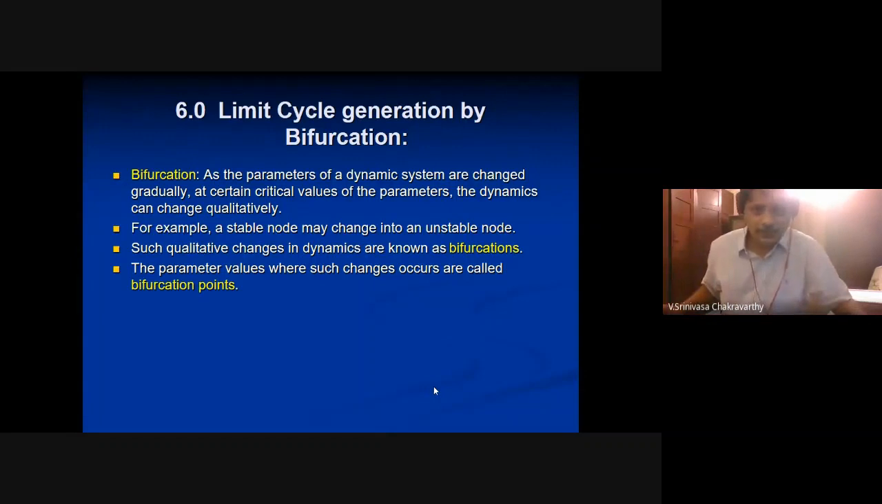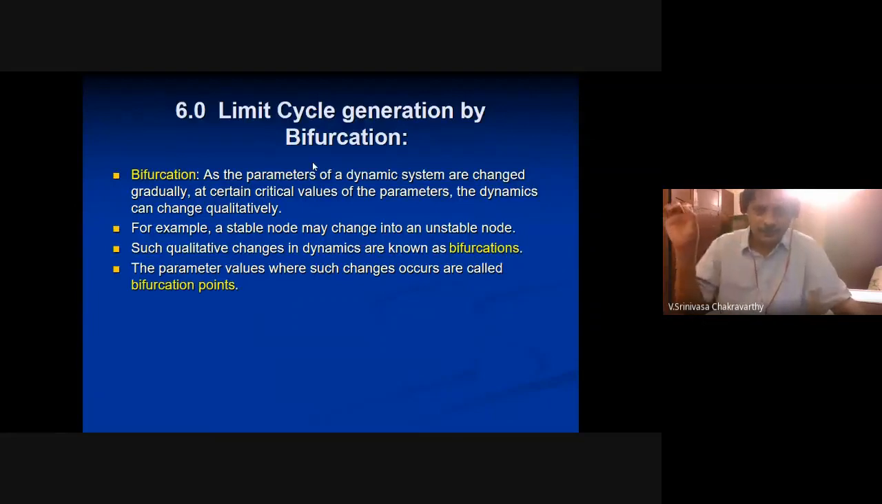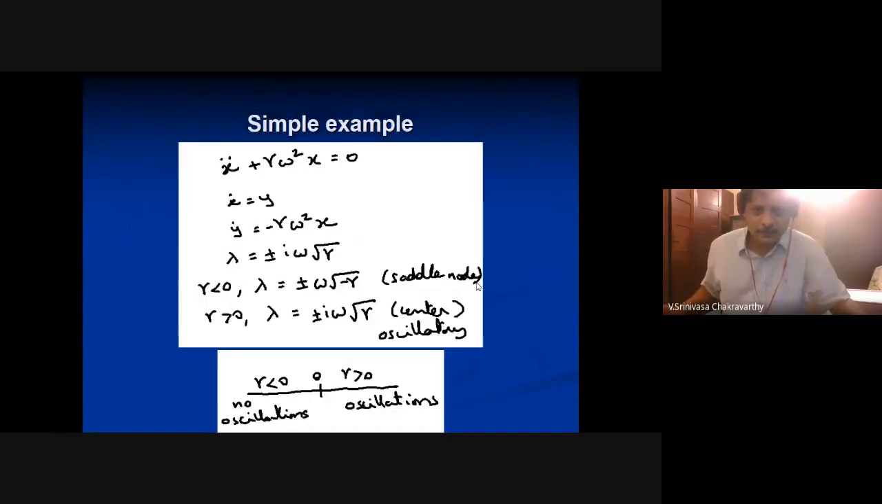Okay, so then I'll come to the last method, finding limit cycle generation by bifurcations. Bifurcation means that as you vary a parameter continuously, at certain critical values of the parameter, you'll see a sudden change in the dynamics, a qualitative change in the dynamics, right? That kind of change is called a bifurcation, and the parameter values where such changes occur are called bifurcation points, right?